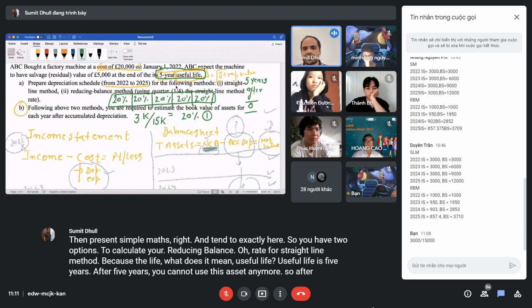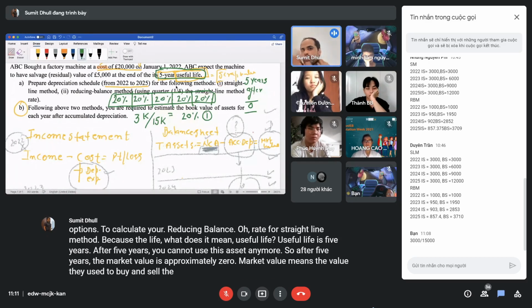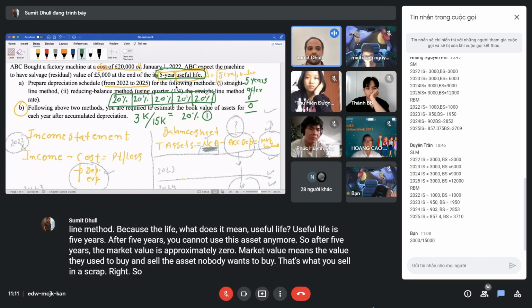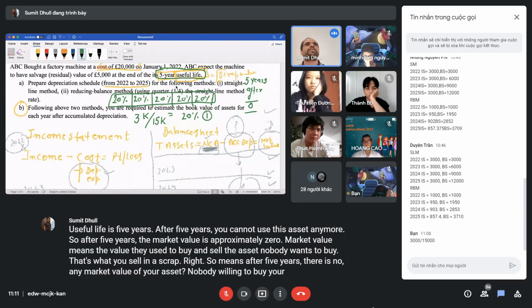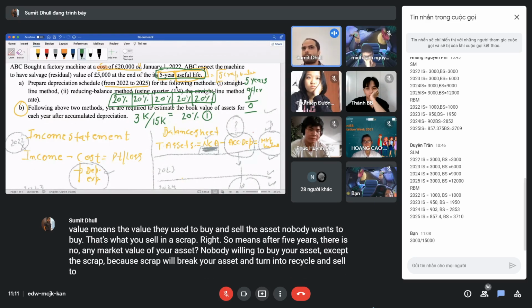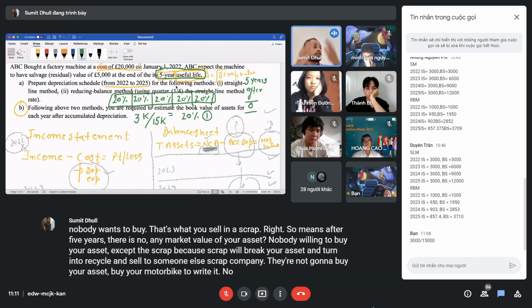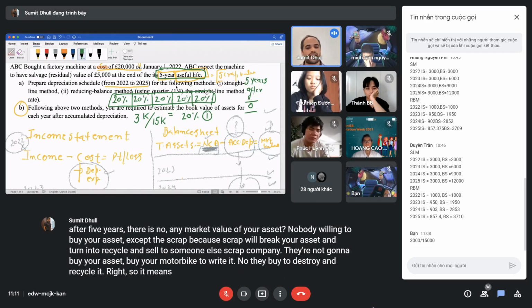After 5 years, you cannot use this asset anymore. So after 5 years, the market value is approximately 0. Market value means the value we use to buy and sell the asset. Nobody wants to buy, that's why you sell it as scrap, right? Nobody is willing to buy your asset except the scrap company, because they will break your asset, turn it into recycle, and sell to someone else. They're not going to buy your motorbike to ride it. No, they buy to destroy and recycle it. So there is no market value. After 5 years, the value of the asset will be 0.